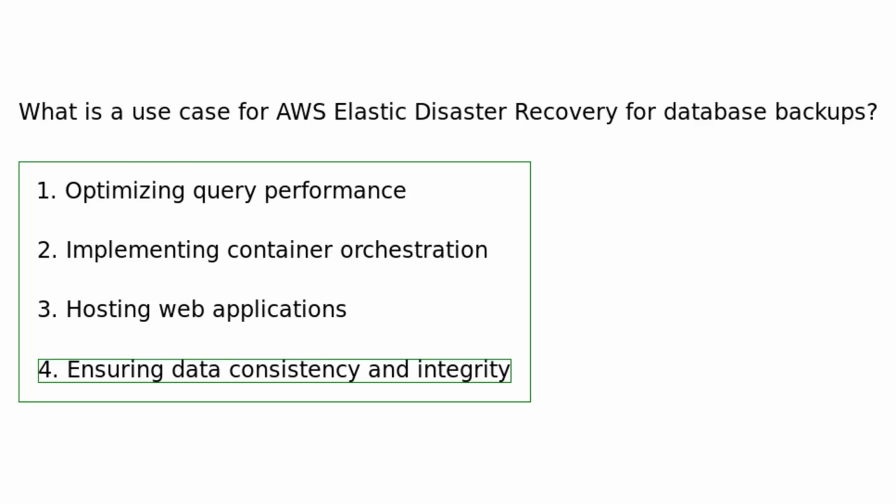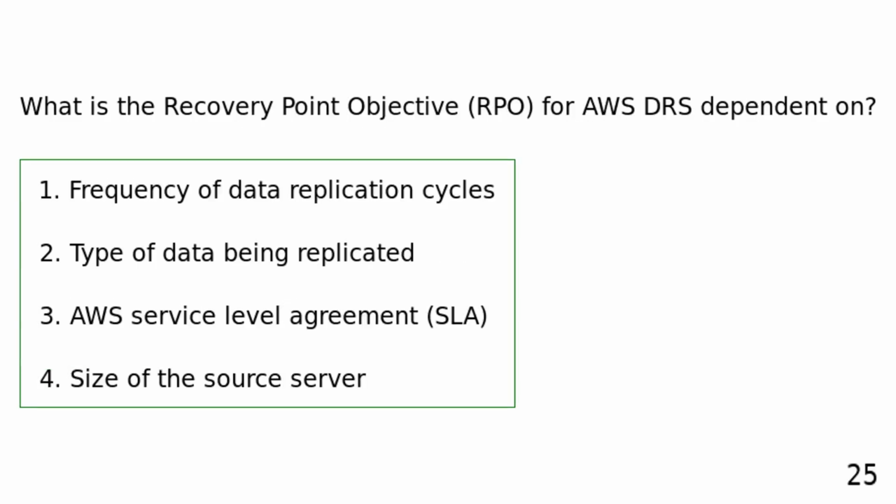AWS Elastic Disaster Recovery is suitable for database backups to ensure data consistency and integrity, crucial for maintaining business continuity. What is the recovery point objective for AWS DRS dependent on? Frequency of data replication cycles. Type of data being replicated. AWS service level agreement. Size of the source server.